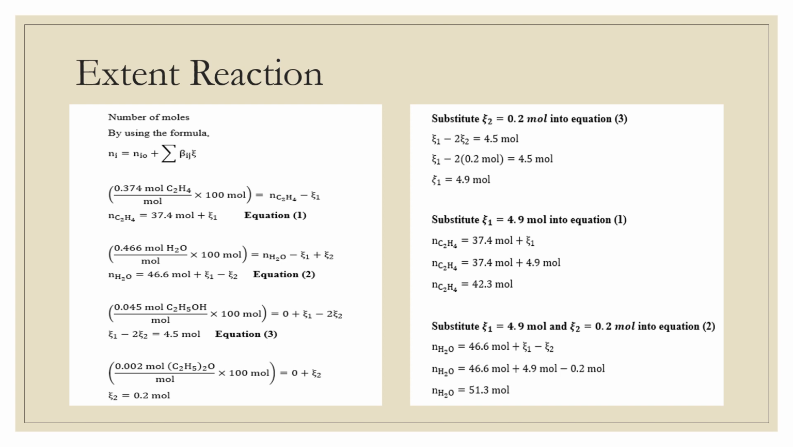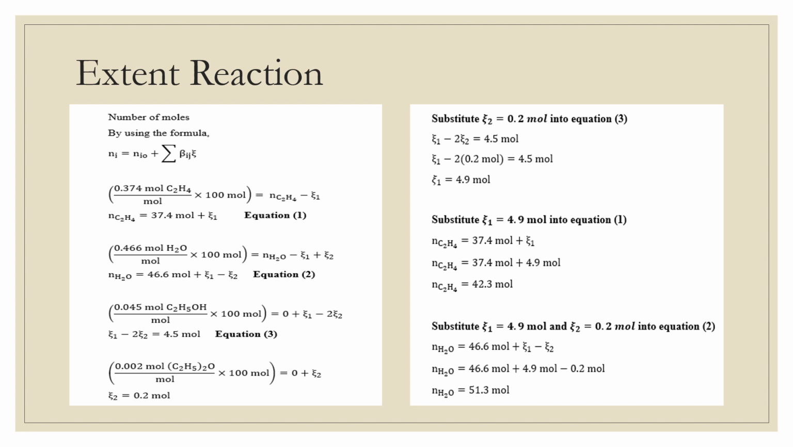Next, we can also calculate the unknown variable just now by using another method. This time, we're going to use the extent of reaction method, using the formula Ni equals Ni naught, which means the output stream equals the input stream plus the stoichiometry. So we're going to look at the ethylene first.